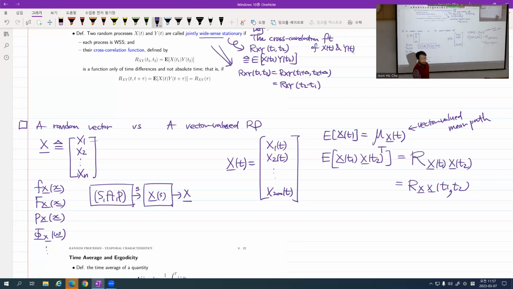By the way, you may say, wait a minute, can you put transposition here? Of course, yes. In that case, that one could be obtained from this matrix-valued autocorrelation function, right? But the converse is not true. So people love this one. Okay.